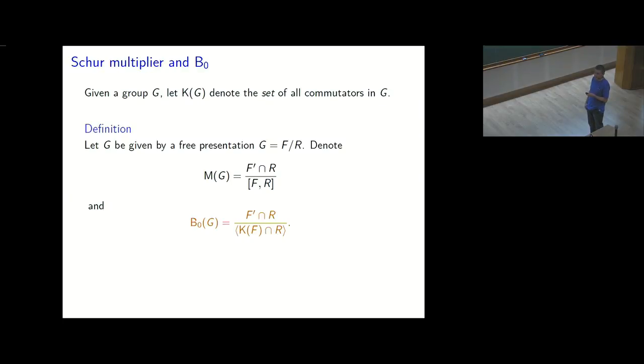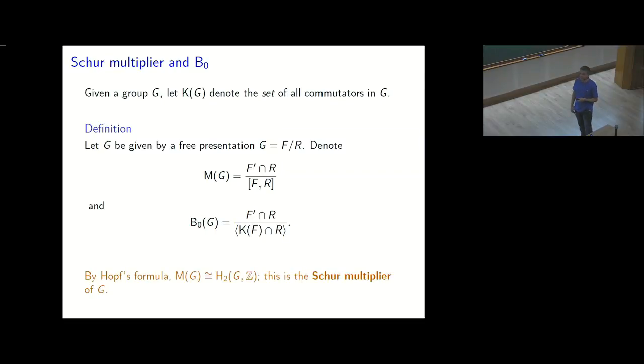So you take all the commutators which are relators and you generate a subgroup by these relators which are commutators, okay? This is a normal subgroup, which means that you can take a quotient. Both these quotients are abelian, that's easy to see. And the first quotient is very well known. It's called the Schur multiplier of G by Hopf's formula. This is just the second homology over Z.